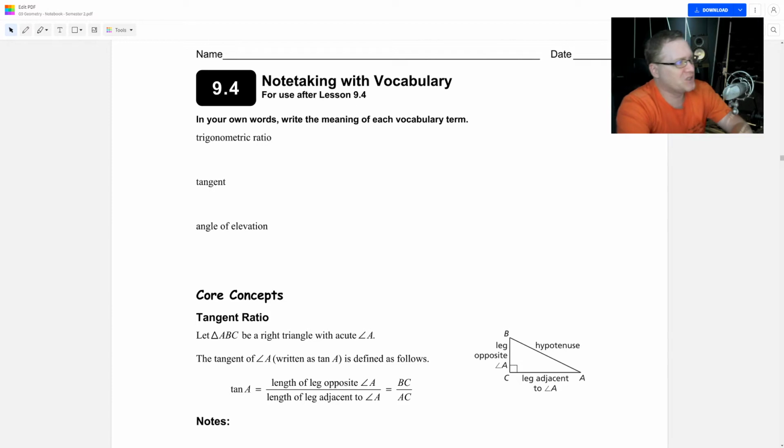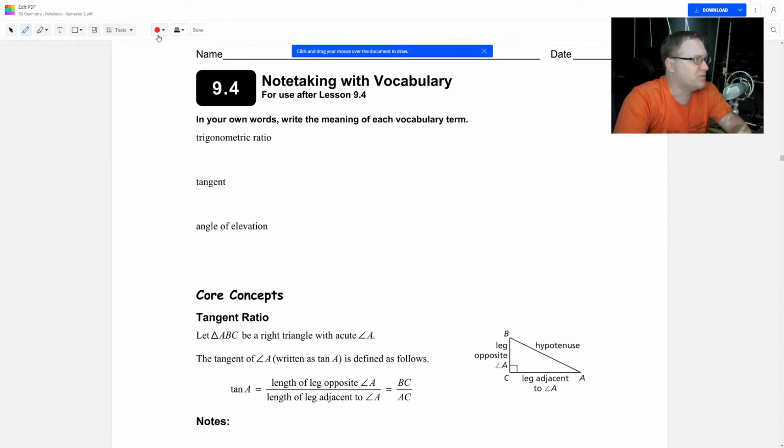Okay, so let's start off with the definition. We're going to first start off with this definition, trigonometric ratio. Now, that's a difficult word to say, I know. Trigonometric ratio. All right. Now, trigonometric ratio, what is that? Well, let's start by looking at a triangle.